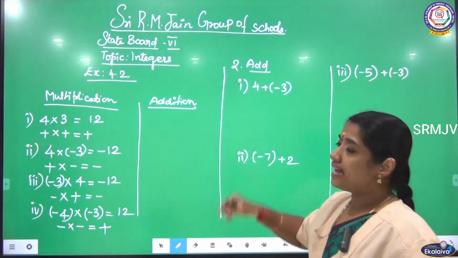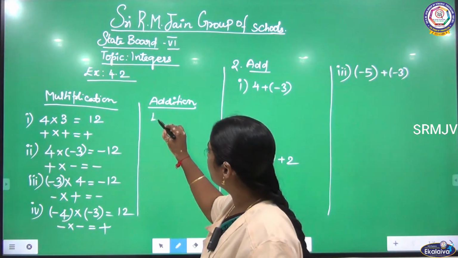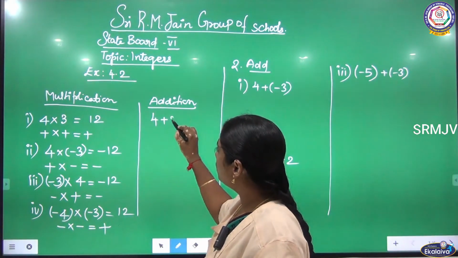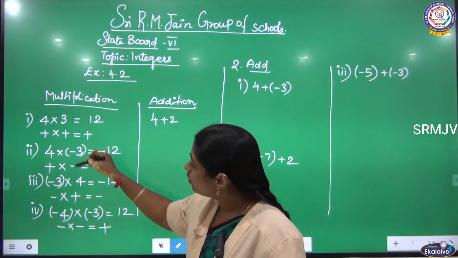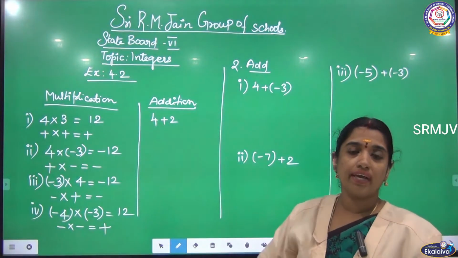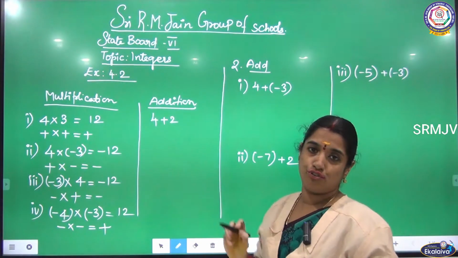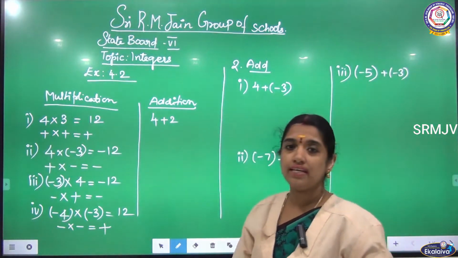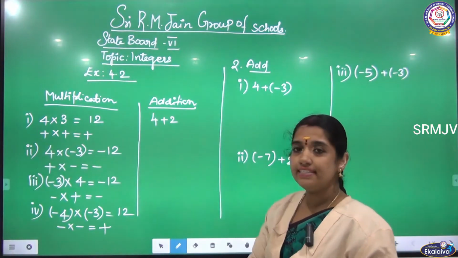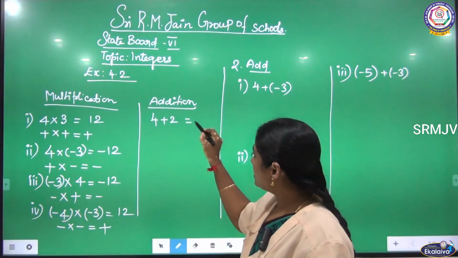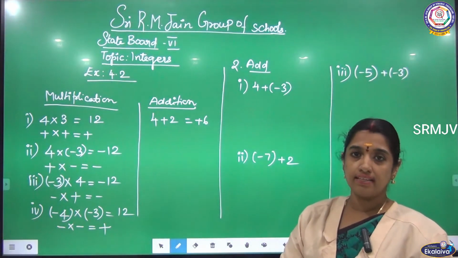Now, next I will move on to the addition. Listen, 4 plus 2. I am adding two positive integers. Here we are talking about the addition. 4 is a positive integer and 2 is also a positive integer. So, adding these I get plus 6. Okay, can you understand this?